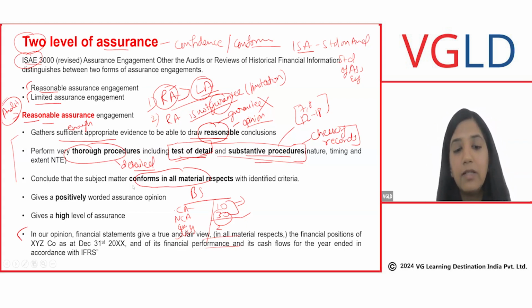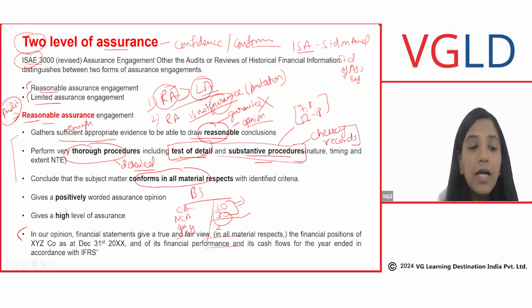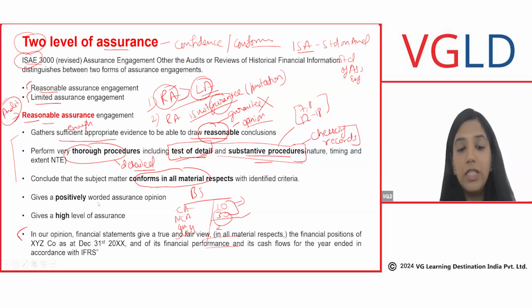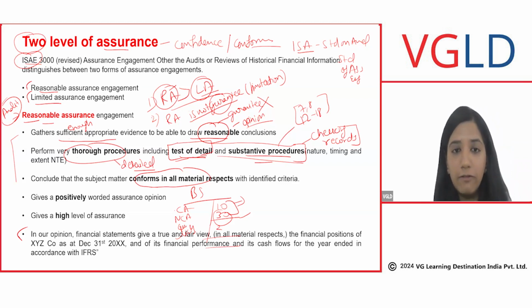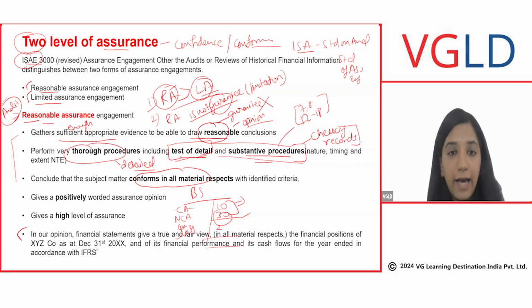Conclude that the subject matter conforms in all material respects with identified criteria. You will check material things. Your focus will be on only material things. You cannot check everything. Gives a positively worded assurance. So most of the time, your opinion will be a positive opinion that, fine, most of the things that I have checked are correct, and these are my recommendations. Whatever is going wrong, this is how you can change it.